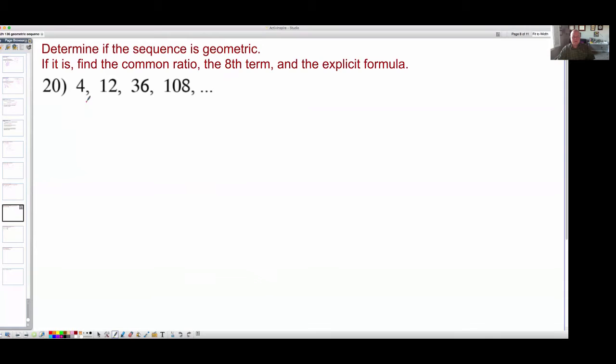This is another one. Can you tell me what this one's being multiplied by each time? Three. Our first term is 4. So our a sub n is equal to the first term, 4, times 3 to the n minus 1. And if I'm looking for the fourth term, that would be 3 cubed. 3 times 3 is 9, times 3 is 27. 27 times 4 is 108.